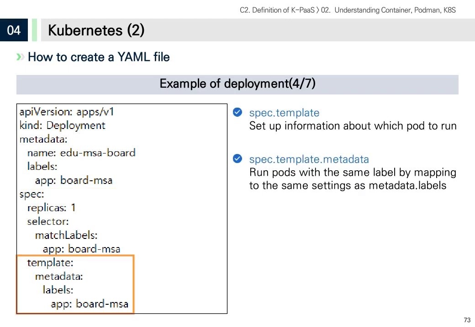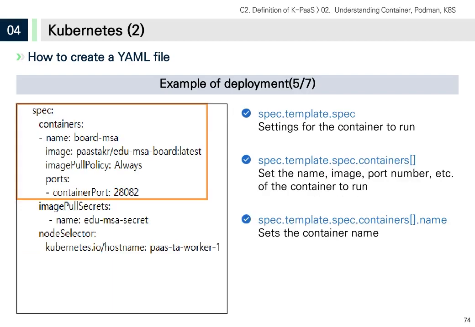Continuing with the spec template. The spec template sets up information about which pods to run. There's also metadata in there, which we'll map to the same settings as the labels. In the metadata, we set it up so that we run pods with the same labels. Next is the spec at the bottom of the spec template. This is where you write the settings for the container you want to run. Inside the container, you'll again need to write down the settings for the name, image, port number, etc.